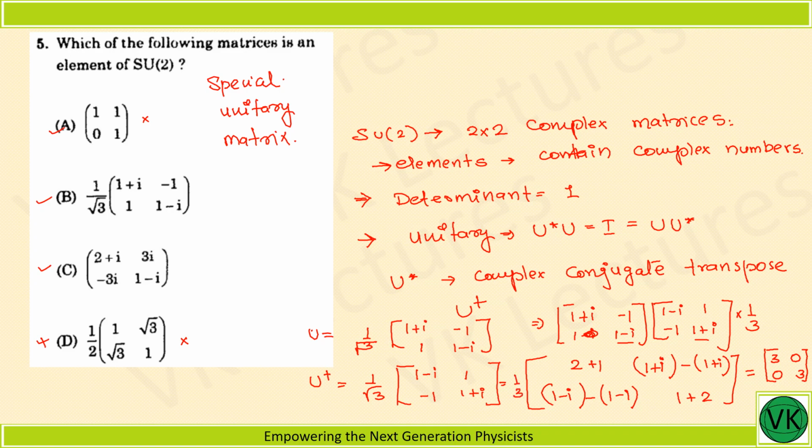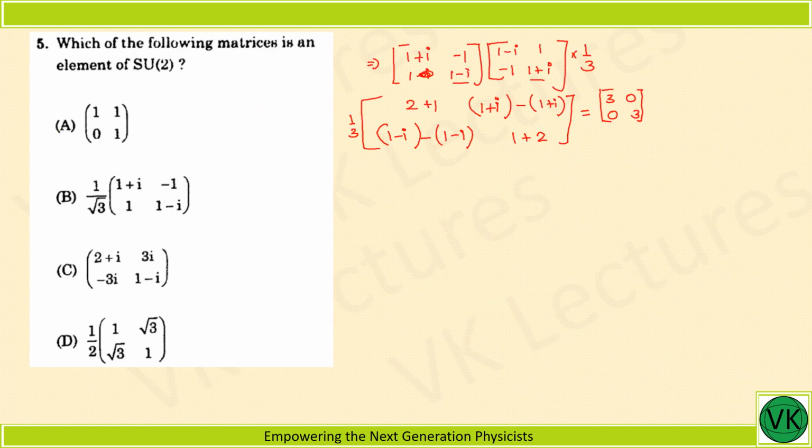Thus we have 1 by 3 times [3 0; 0 3], so that's nothing but [1 0; 0 1]. This is nothing but the identity matrix I for a 2 by 2 matrix. Now let us look into the other option. Here we have 2 plus i, 3i and minus 3i and 1 minus i.